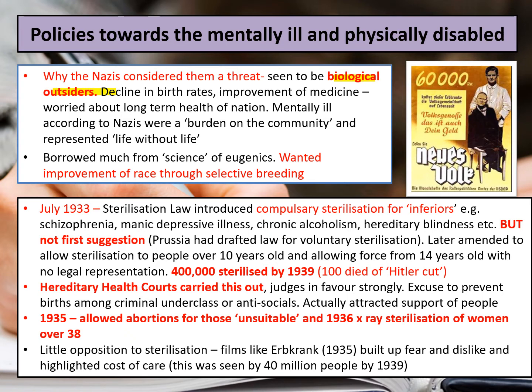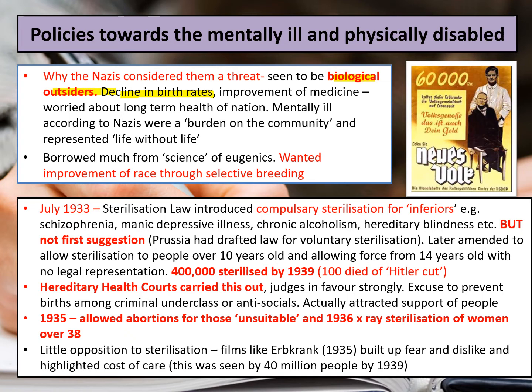The Nazis were really worried about the decline in birth rates, and we can see that through their policies towards women, where they tried to encourage them to have lots of children with the Law for the Encouragement of Marriage, and also things like the Mother's Cross, where they celebrated motherhood.